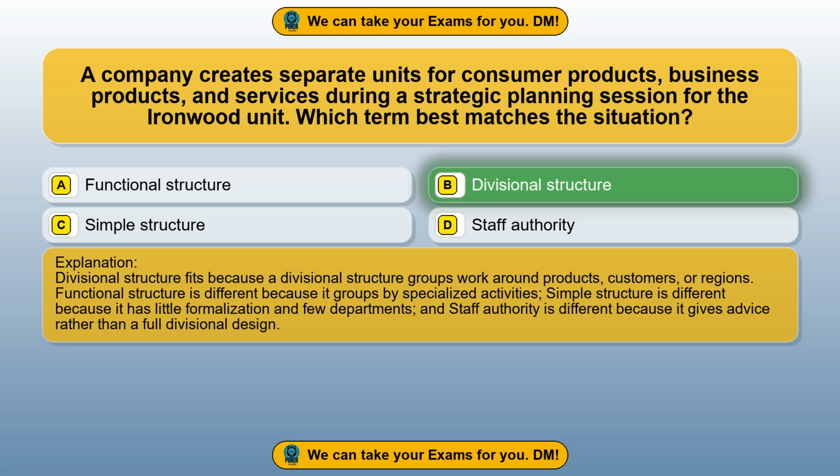Divisional structure fits because a divisional structure groups work around products, customers, or regions. Functional structure is different because it groups by specialized activities. Simple structure is different because it has little formalization and few departments, and staff authority is different because it gives advice rather than a full divisional design.